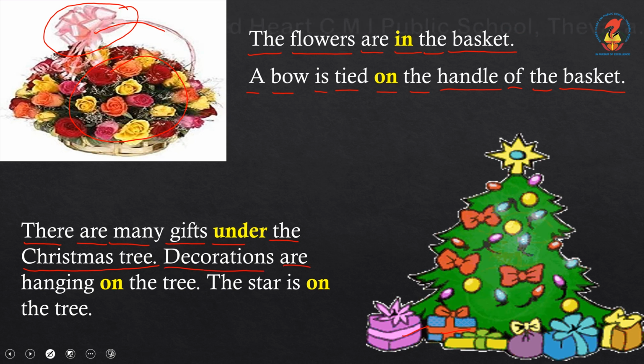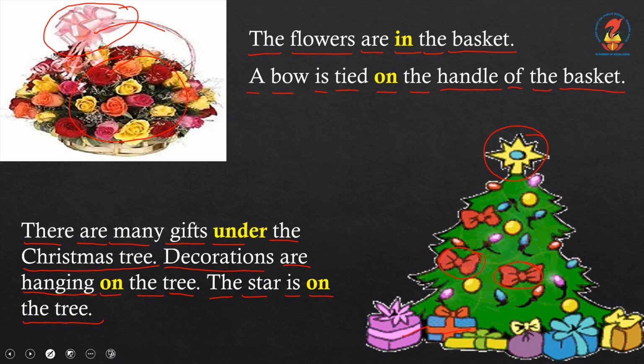Decorations are hanging on the tree. You can see decorations hanging on, touching the surface of the tree. The star is on the tree. You can see a star on the tree, that is also touching the tree.